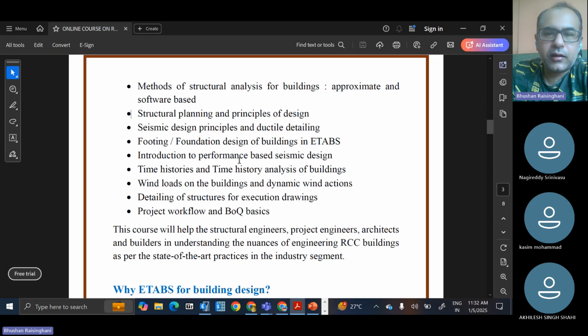We will be going into detail as per the Indian standards. Now, the design of the footing or the foundation in detail, in this course we are not going through that. But for the simple isolated footing, we can use the ETABS software. The other part is you can also do a pile design using ETABS, but you need to know all the parameters of the soil.